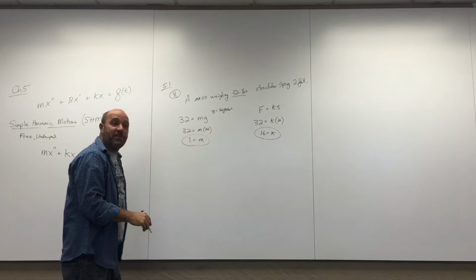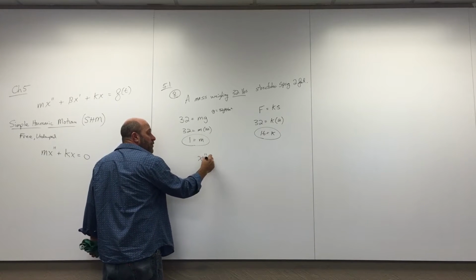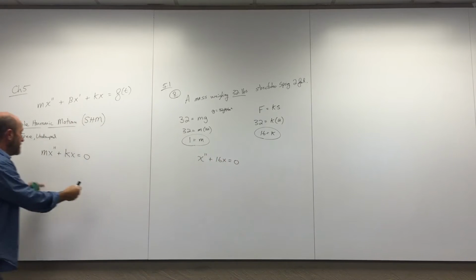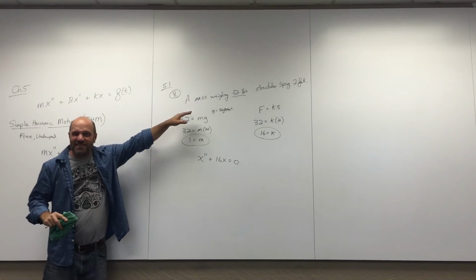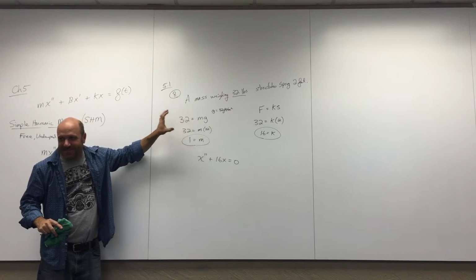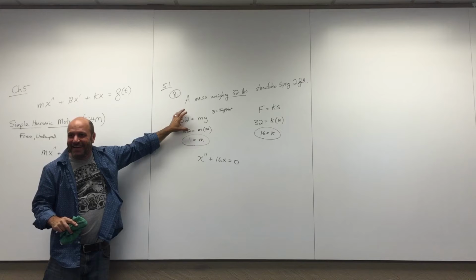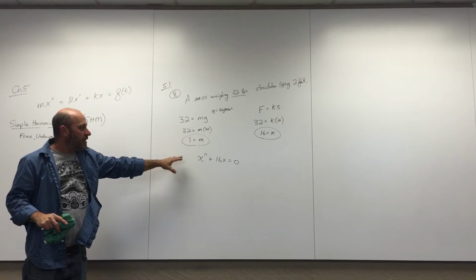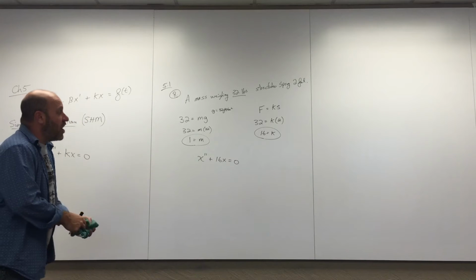And now you can write your DE. Your DE is x double prime plus 16x equals 0. Are you guys with me? It's this DE with the m and the k filled in. And it's this initial setup, this little initial work. It's crucial to the whole problem. I mean, it's not much. It's not that difficult, but you should understand it and be able to get m and k. You need m and k. But now you can solve this little DE.